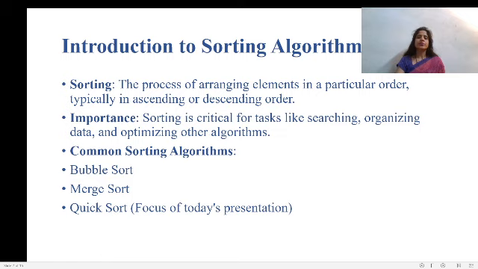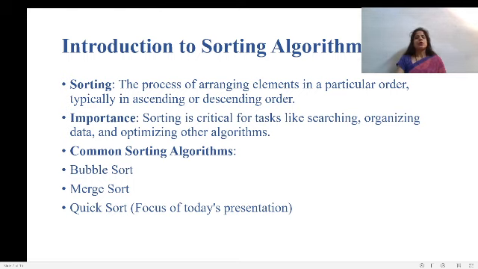Now, what is the importance of sorting? Sorting is critical basically for tasks like searching, such as linear search and binary search. Searching is the process where, suppose we have array elements and we want to find a single element in the given array, and that is called searching, done with the help of linear search, binary search, etc.